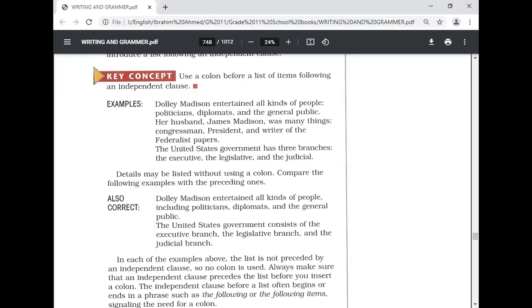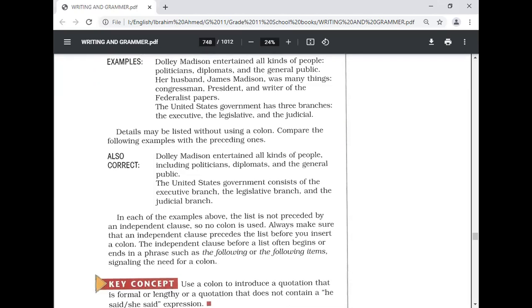Details may be listed without using a colon. Compare the following examples with the preceding ones. Dolly Madison entertained all kinds of people, including politicians. Here we don't use a colon, we have a comma and including and commas. Okay, the United States government consists of the executive branch, the legislative branch, and the judicial branch, so these are details here. Here we have the items of the list only.